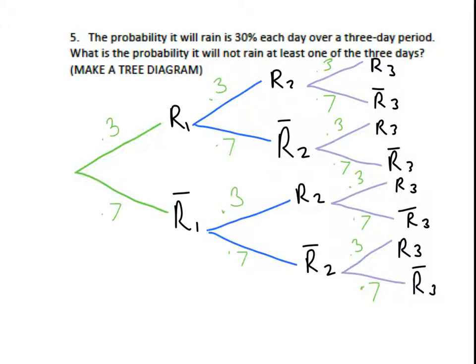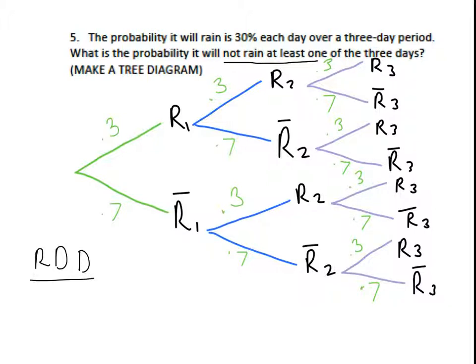So we're trying to figure out the probability that it will not rain at least one of the 3 days. The probability that it will not rain at least one of the 3 days. So we can have rain, dry, dry, that it will not rain at least one of the 3 days, meaning it will be dry at least 2 of the days. So the probability that it's dry at least 2 of those days.